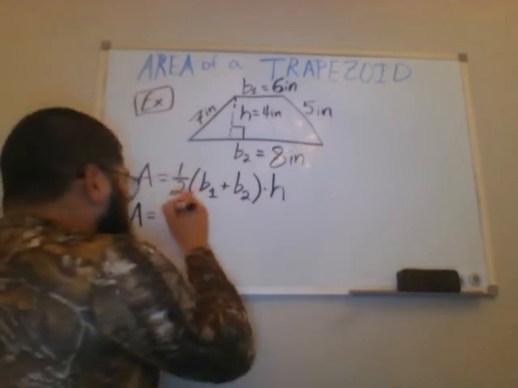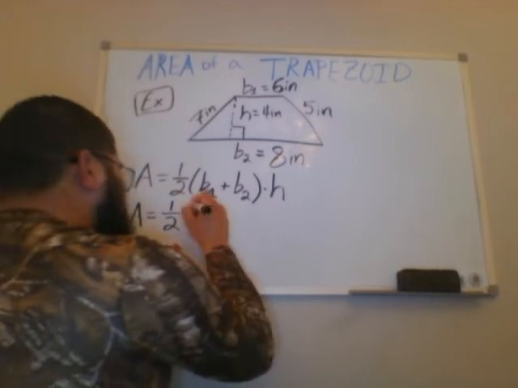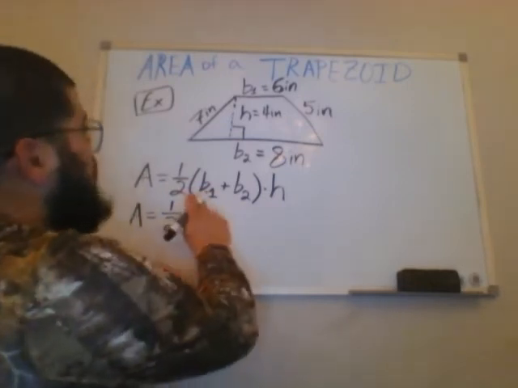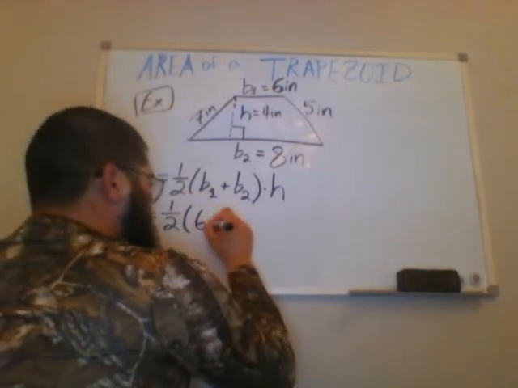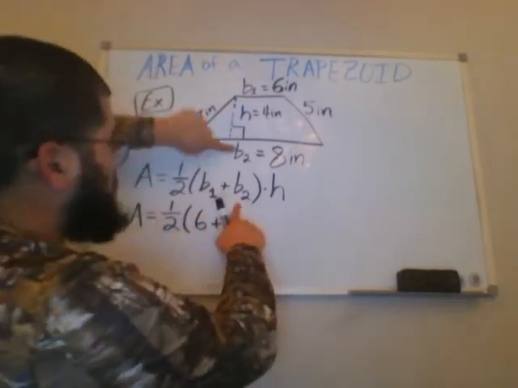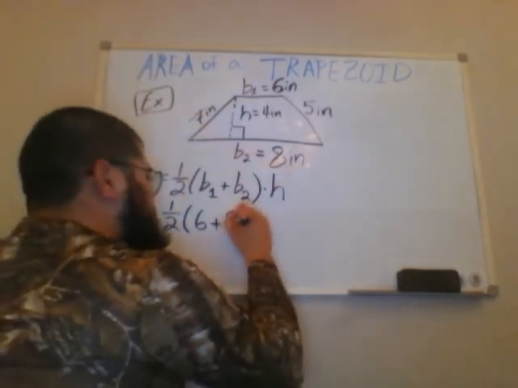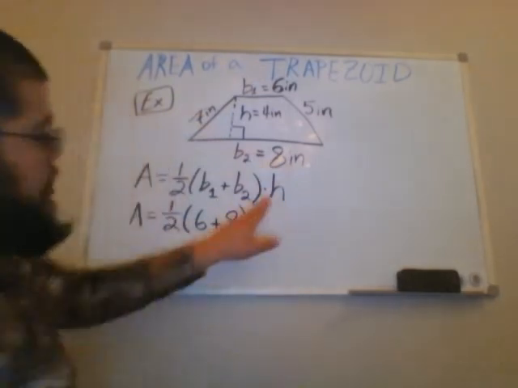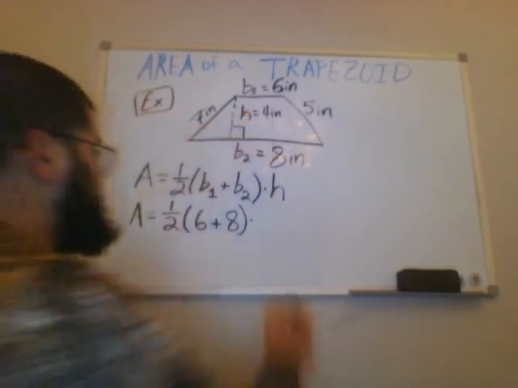Equals 1/2. We know what 1/2 is. 1/2 is just the number 1/2, the rational number. Open parentheses. Base 1 we know is 6 inches. We're going to write 6 here. Plus base 2, which we know is 8 inches. We're going to write that right here. Times the height, which we know h is equal to 4 inches. So 4.